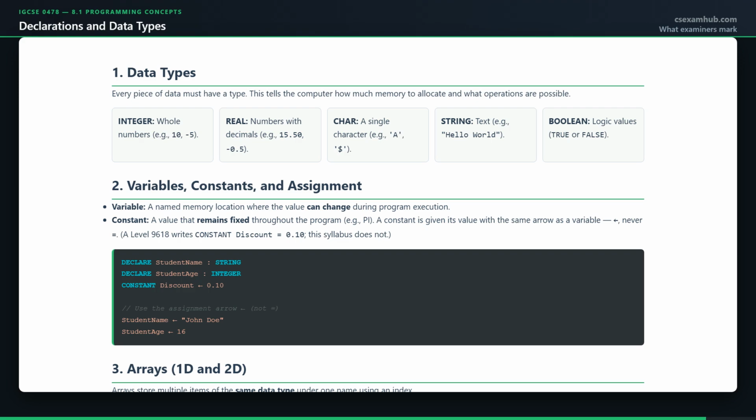Third, use the correct pseudocode, declare name : type, and the left arrow for assignment, for constants as well as variables. And fourth, know div and mod because they appear in questions about splitting numbers into parts and testing divisibility, and mod in particular is the tool for both.